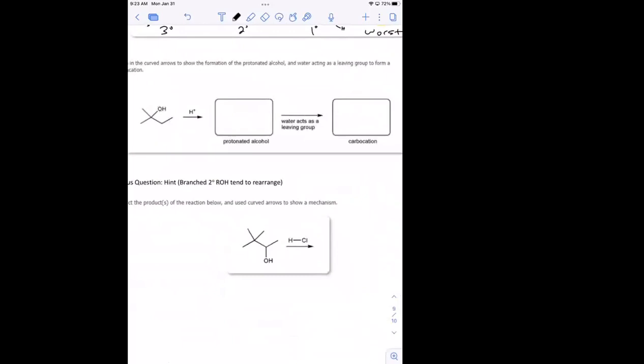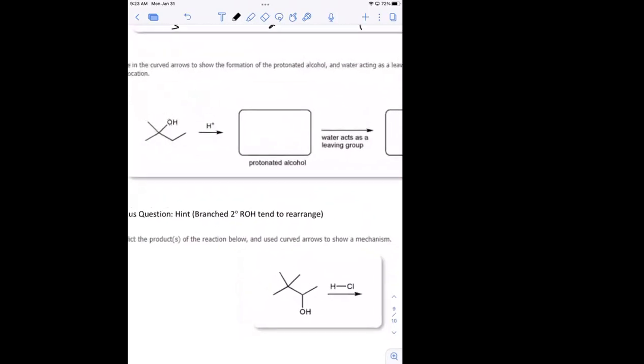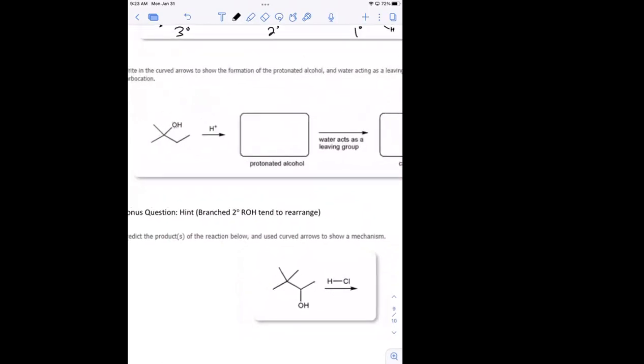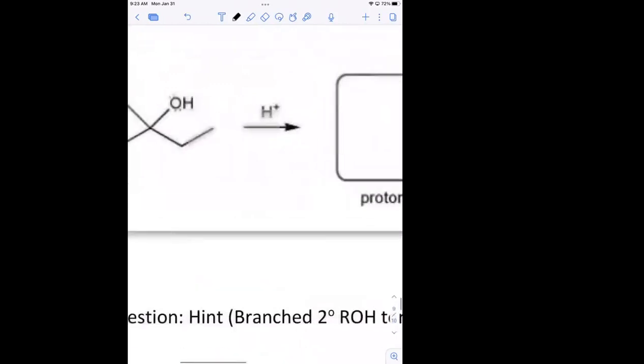All it's asking you to do is put the arrows in. So what is it asking you to do in that first step? You have a proton source and you have an alcohol. I don't know if you can see the electrons on that, but I'll put them in. They're kind of faint.